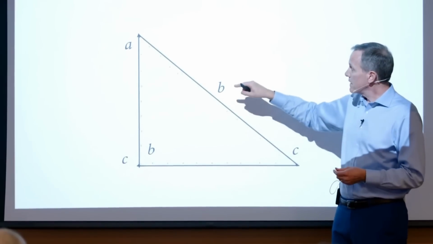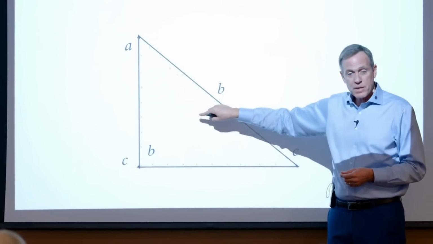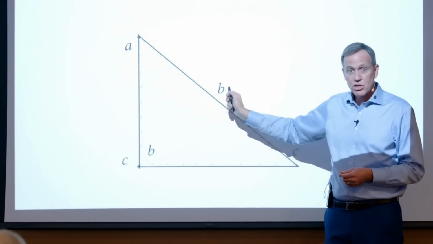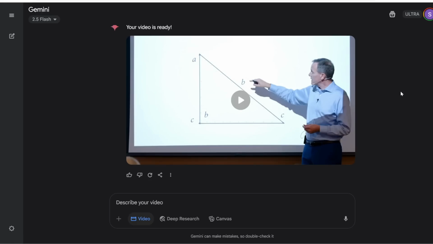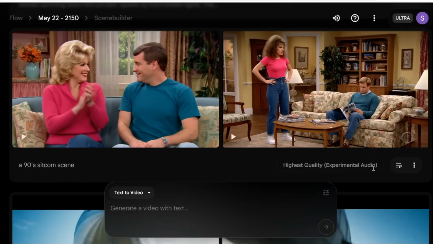And for the most part, it's pretty good. He does actually tell us the formula for the Pythagorean theorem. It's just that the diagram is not correct. Alright, so that's how you can use VO3 in Gemini. Again, I'm going to talk about plans and pricing in a second, plus how you could potentially use this for free. But for now, let's go back to Google Flow, which has more features.